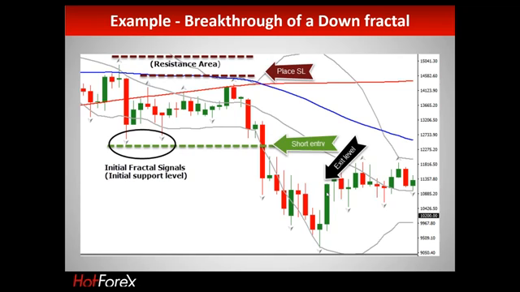So that was another signal, let's say, that I must not continue downwards. I have to close my position in order to have a profit and not a break even or loss at the end. So that was an example of a breakthrough of a down fractal, and so a short entry.